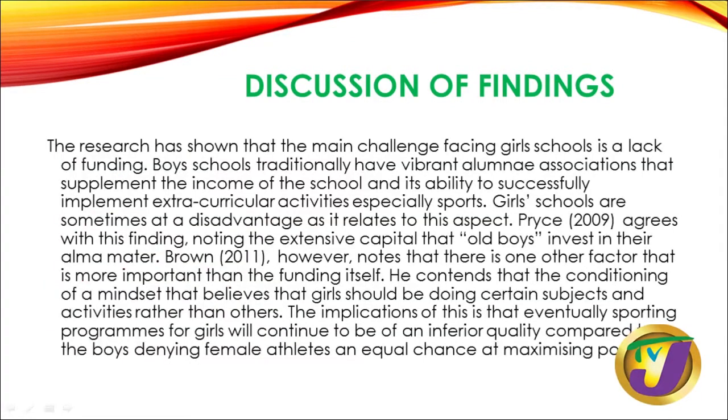So here is a quick example. The research has shown that the main challenge facing girls' schools is a lack of funding. And this is about funding for sports, right? That's just the point. Boys' schools traditionally have vibrant alumni. And it goes on to tell you, it puts in the sources. Brown 2011, however, notes that there's one other factor that is more important than the funding itself. And then at the bottom, the linking sentence: the implication of this is that eventually sporting programs for girls will continue to be of an inferior quality. So that's essentially what the discussion sounds like. I need to read this entire example so that students can clearly understand what it should sound like.